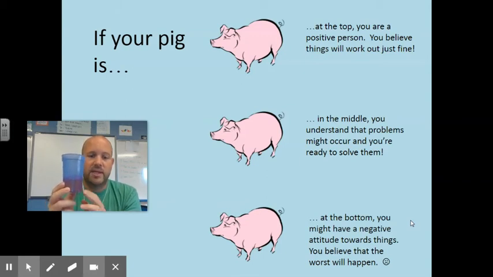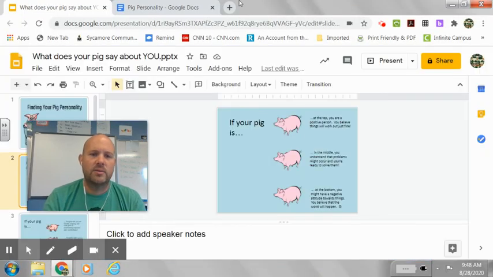Whereas someone who drew their pig at the bottom of the page, a pessimist, would say, oh, that's half empty. That's almost gone. There's not enough there for me. And a person who drew their pig in the middle, a realist, would look at this and say, ah, water. Take a drink and get on with their day, because that's what you do with water. So don't overthink it.